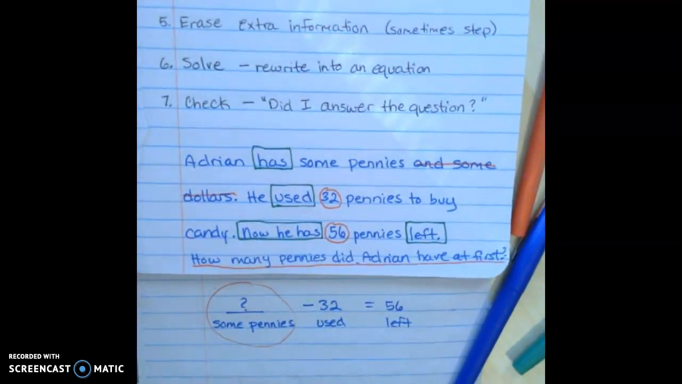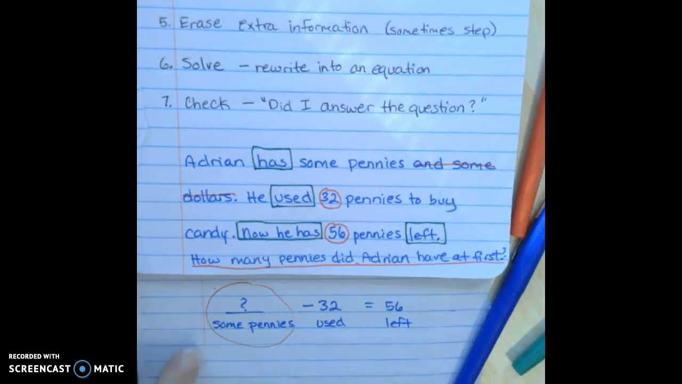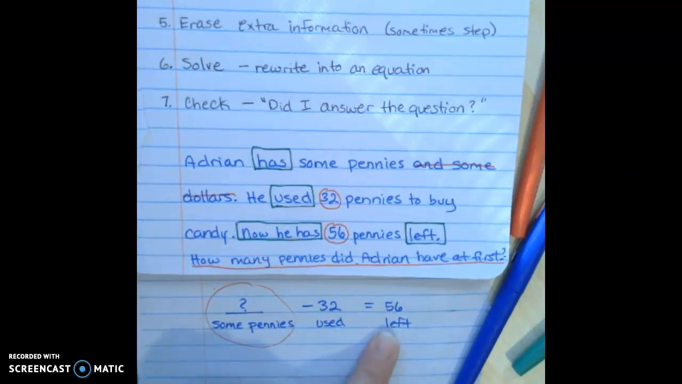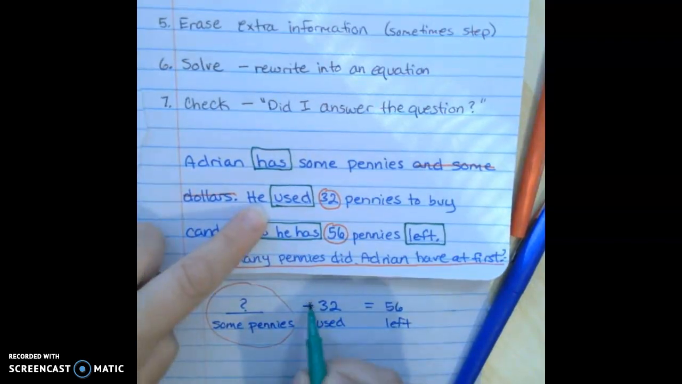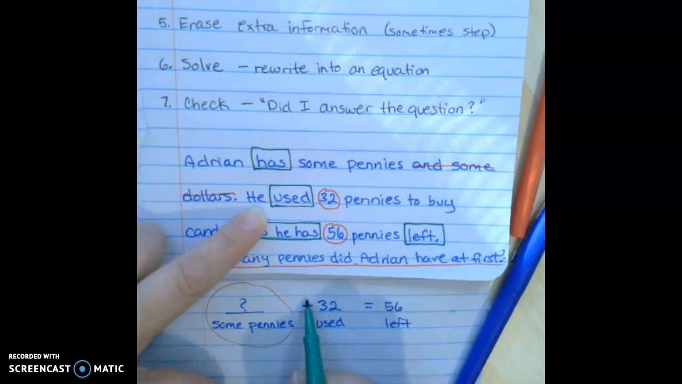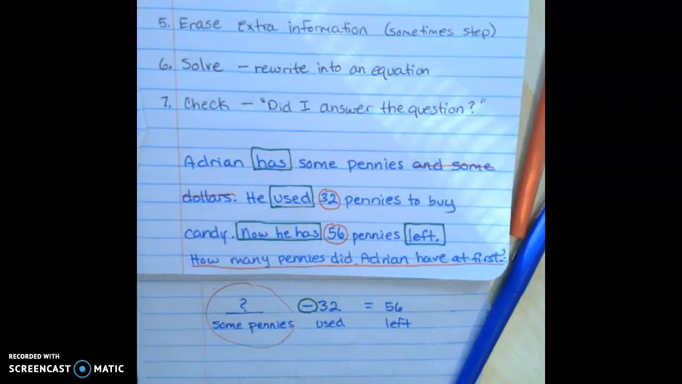Okay, so looking back at this question, we use the words that are in our word problem to come up with our equation. So we know that he had some pennies, he used some, and then now he has some left. And we figured out that "used" here and "how many has left" told us that he was taking something away from what he had. So we're going to think about subtraction with that. But we don't know how many he started with. So if we don't know how many he started with, we can't subtract 32 to equal 56 pennies left.